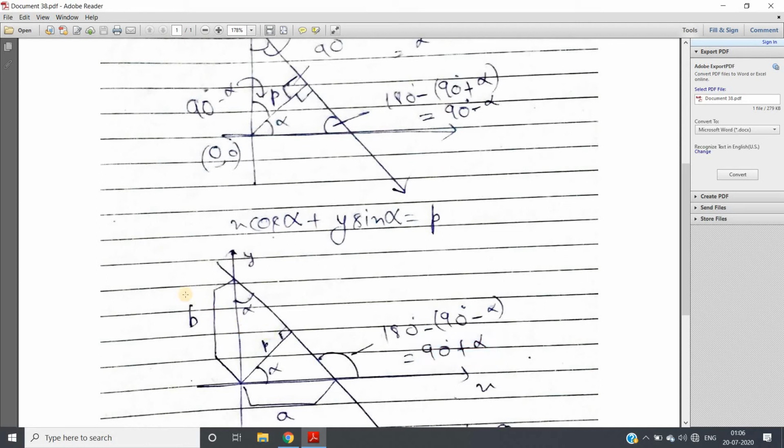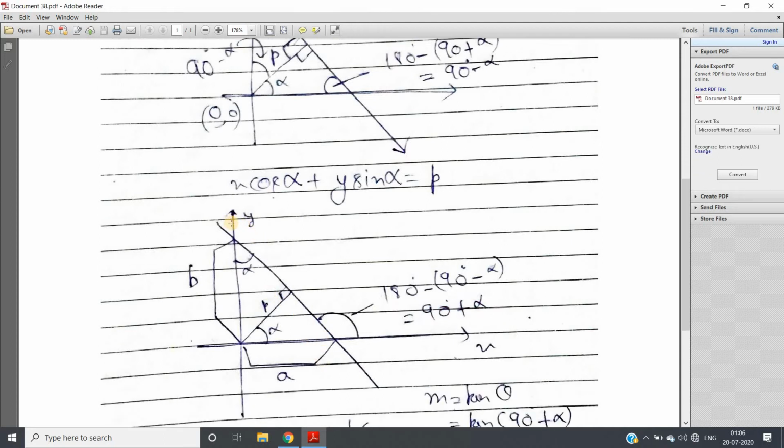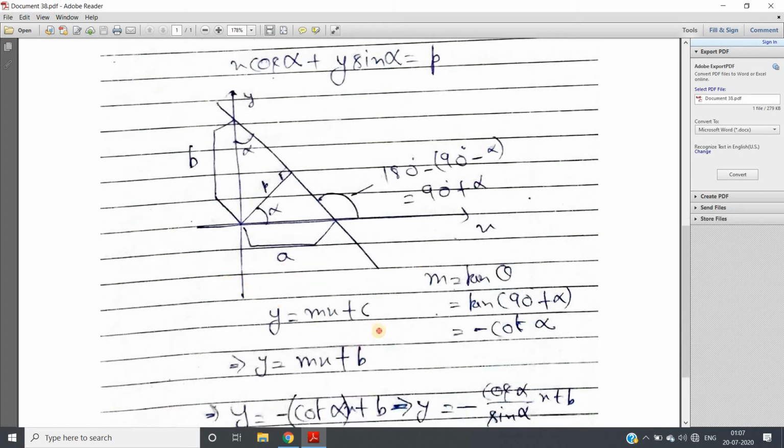Now see, for this straight line, if you write the slope intercept form, we can say y equal to mx plus c, where c is nothing but this height which is b. So we can say y equal to mx plus b. That's what I have written here, y equal to mx plus c. Here c equal to b I have assumed, so y equal to mx plus b. Now what is m? m is nothing but tan of the angle between the straight line and positive x-axis, that is tan of 90 degree plus alpha. So m, that is slope, equal to tan theta, that is tan of 90 degree plus alpha, and tan of 90 degree plus theta equal to minus cot theta. So tan of 90 degree plus alpha equal to minus cot alpha.